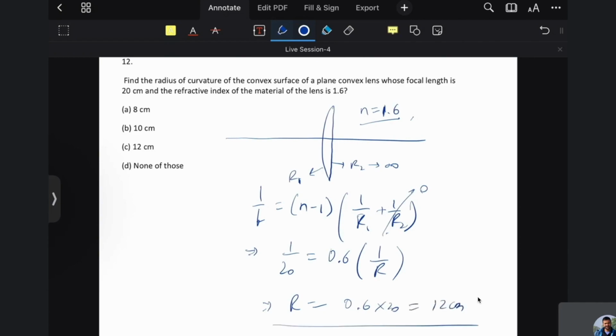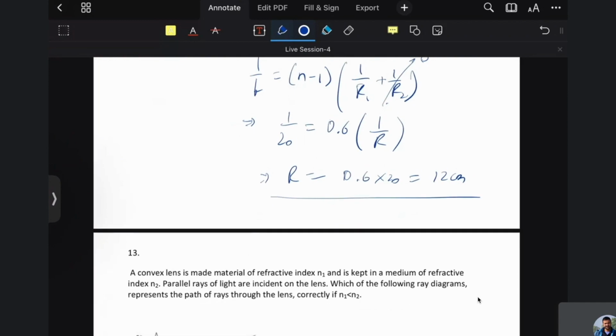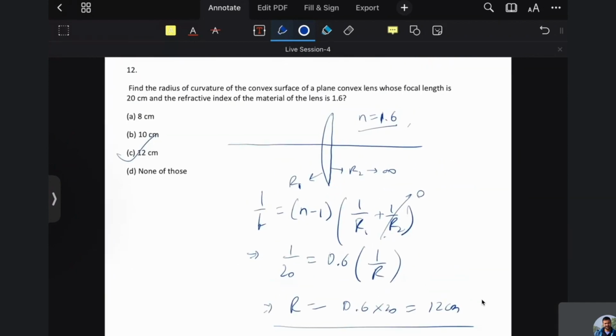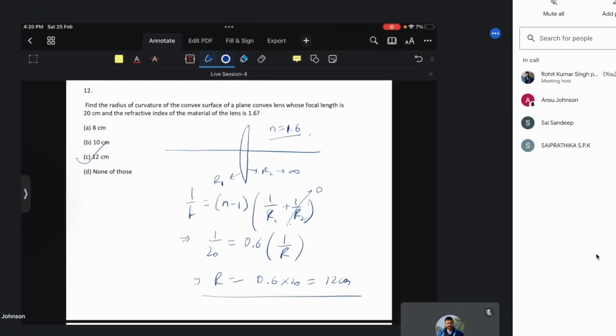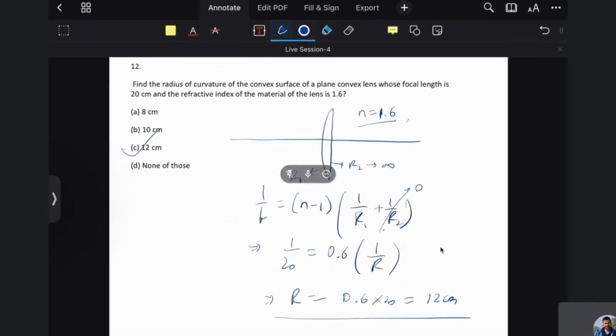Okay, so this is the radius of curvature you need to make a lens of focal length 20 centimeter. Yeah, so plano-convex lens of 20 centimeter, 12 centimeter, option C. This is also a simple problem. Any doubt here? Okay, if not, let's move on to the next problem.